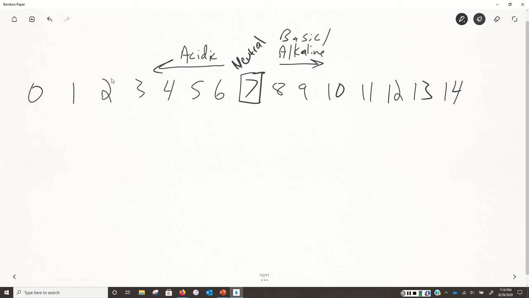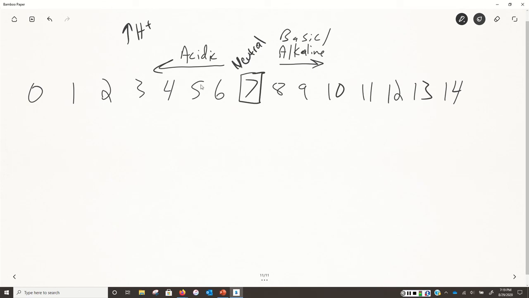0 is more acidic than 4. 4 is more acidic than 6. Now also, not only is it the lower the number, the greater the acidity, but the lower the number, the greater the H plus concentration. 5 has more H plus than 6. 4 has more H plus than 5, all the way down.